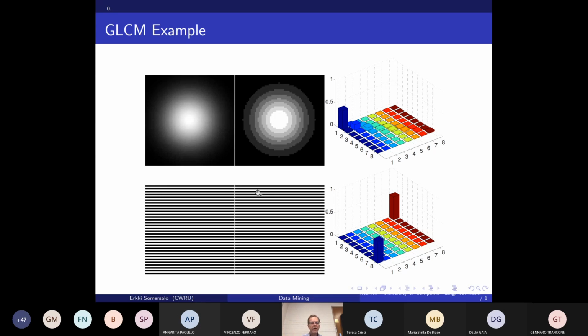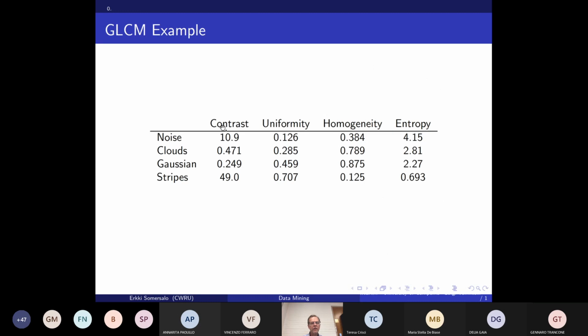So notice, if I had chosen my offset to be a horizontal offset, I would have a completely different co-occurrence matrix. So typically when you do these co-occurrence matrices, you shouldn't be just using one, because that is sensitive to just one sort of structure. You should always use several of them to have an idea of what's in the picture. Nevertheless, this serves to show how these numbers that I defined work.